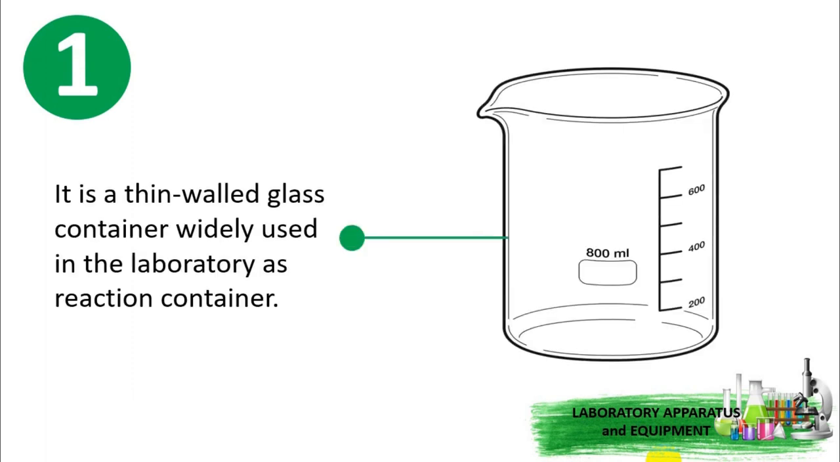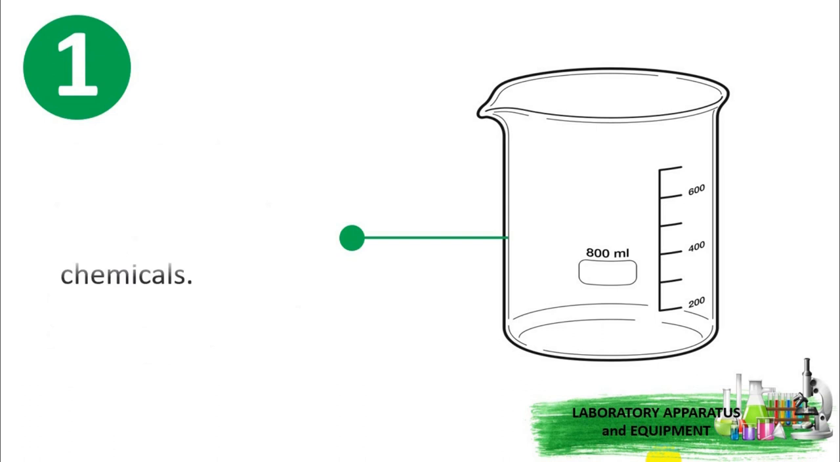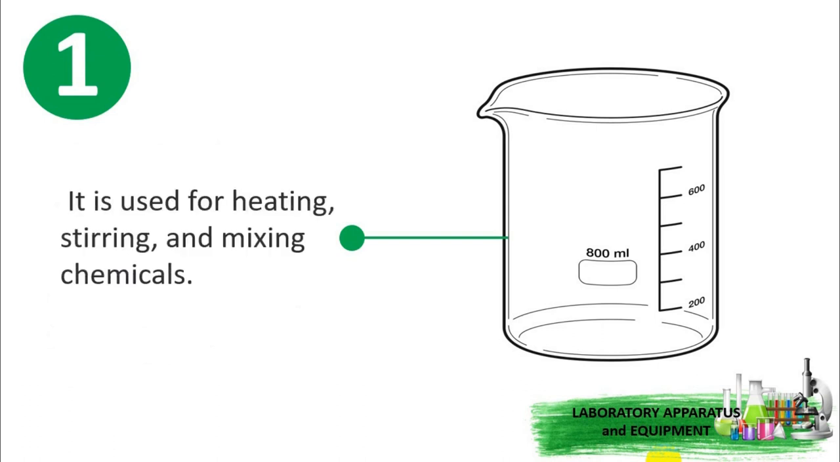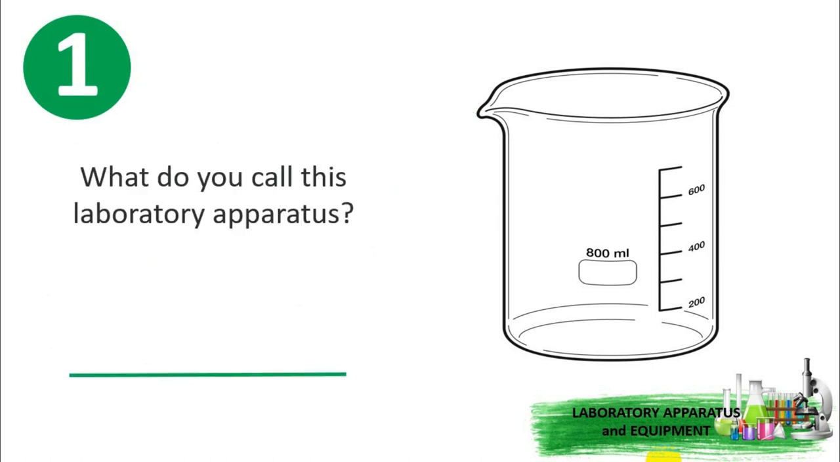The first laboratory apparatus is a thin-walled glass container widely used in the laboratory as a reaction container. This apparatus is used for holding liquid and solid samples or catching liquids from different titrations or filtrates from filtering operations. It is used for heating, stirring, and mixing chemicals. It has a spout on its rim for easy pouring. What do you call this laboratory apparatus?